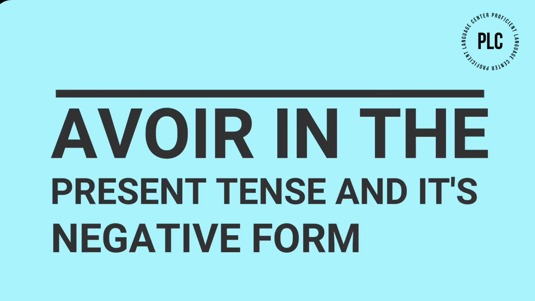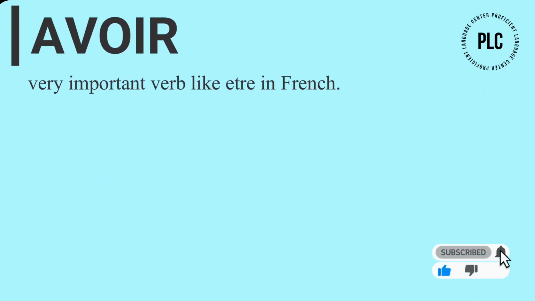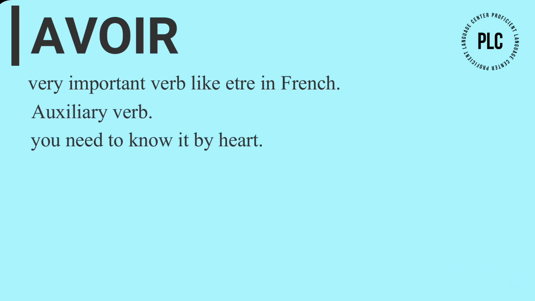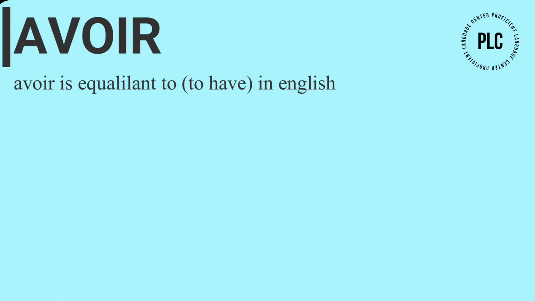Today I am going to teach you about avoir in the present tense and its negative form. Avoir, which is also a very important verb like être in French, is also known as an auxiliary verb. So without saying, you need to know it by heart. Before conjugation, let's know some facts about avoir. Avoir is equivalent to have in English.